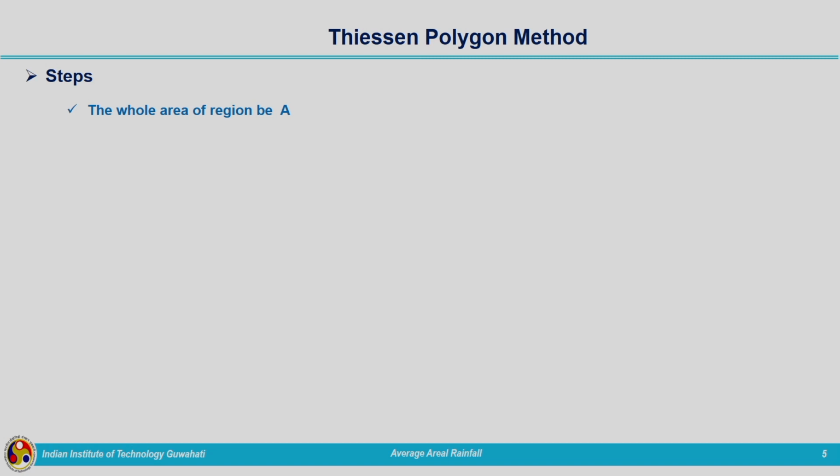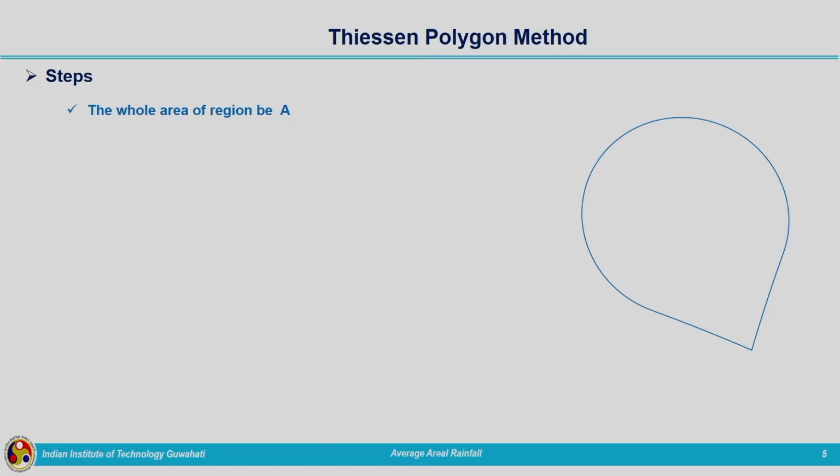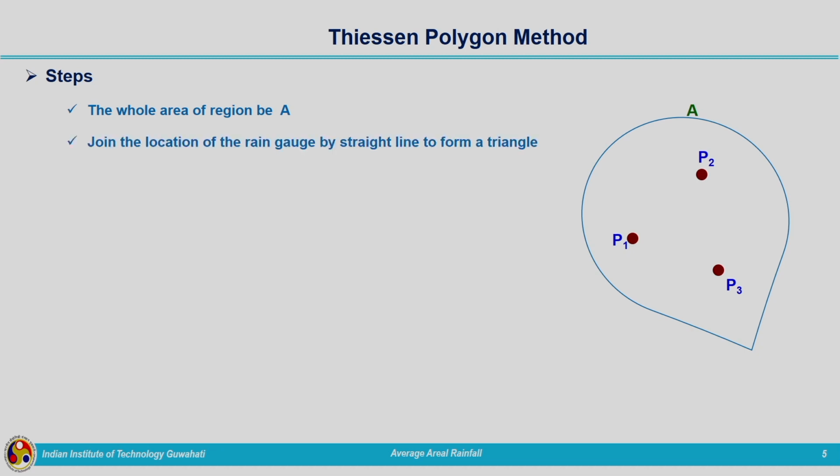We are considering a watershed or catchment, whatever its area, which contains a number of rain gauges. Let that area be capital A. This is a representative figure showing the catchment with area A, and within it we have different rain gauges. Here I have considered 3 rain gauges, with precipitations P1, P2, P3.